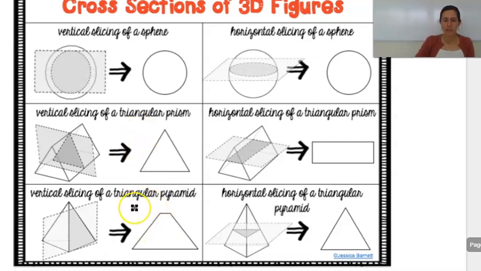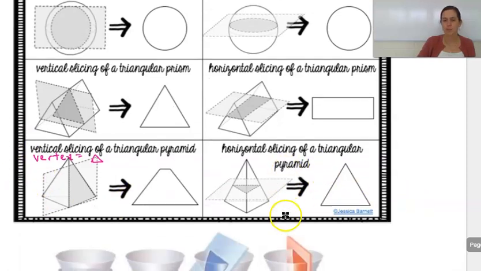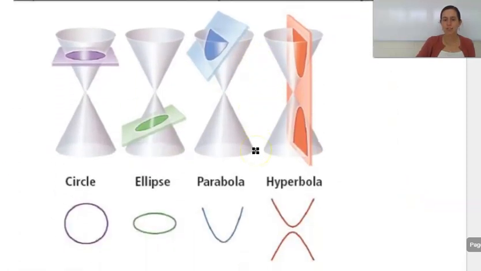For the triangular pyramid, if I cut it through the vertex, that's the time where it's also going to be a triangle. Anywhere else that you slice it vertically besides the vertex is going to give you a trapezoid, similar to the cone that we saw earlier. And then if I cut it horizontally, it's going to be parallel to the base, so it's going to be a triangle, just smaller.